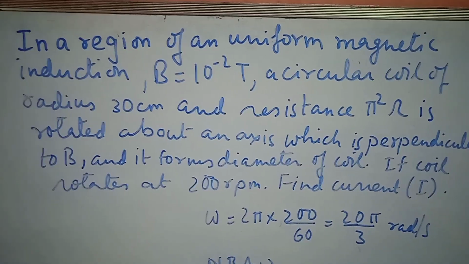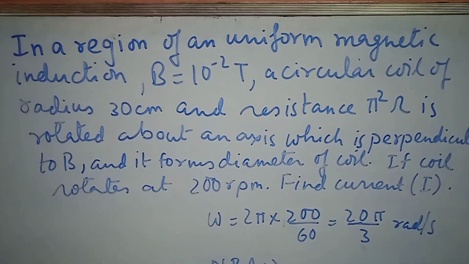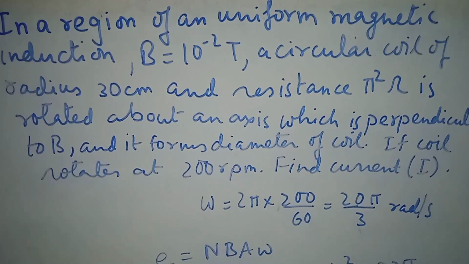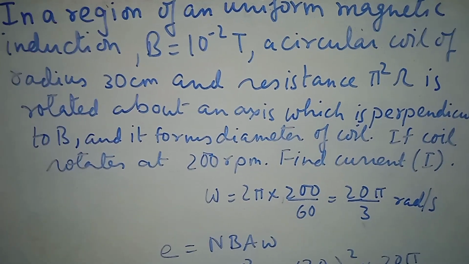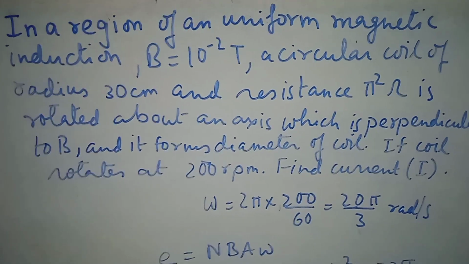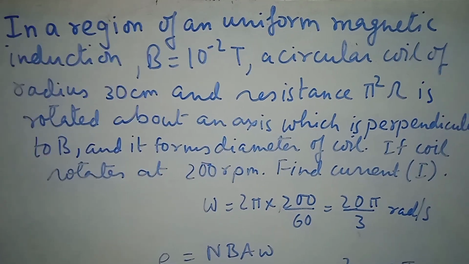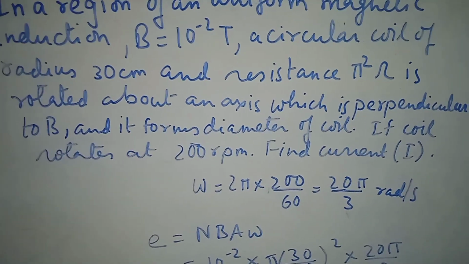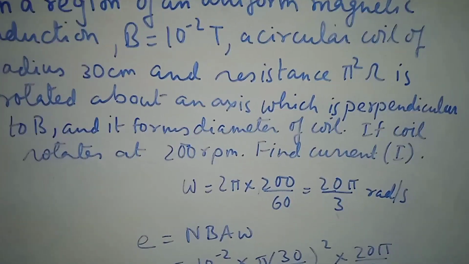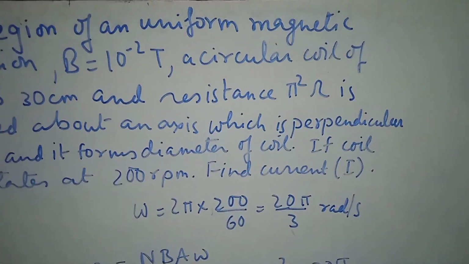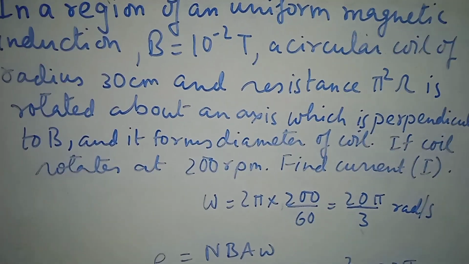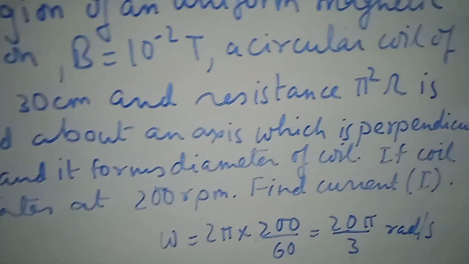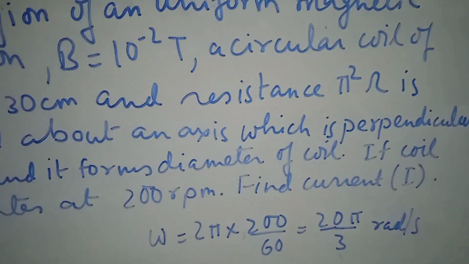In a region of a uniform magnetic induction B equal to 10 to the minus 2 Tesla, a circular coil of radius 30 centimeter and resistance pi square ohm is rotated about an axis which is perpendicular to B and it forms a diameter of the coil. If the coil rotates at 200 rpm, find the current I in the coil.